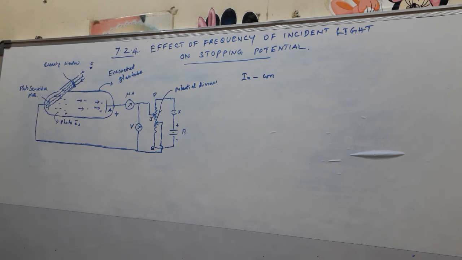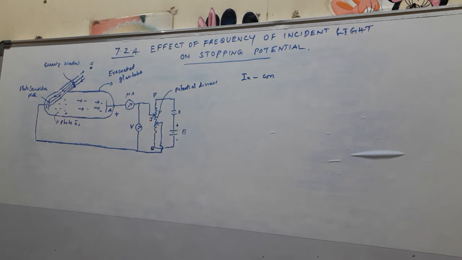So when we are keeping the intensity constant, with variation in the frequency of incident rays and variation in the stopping potential, what will happen? That is a very important result we acquire, and then we draw a graph and finally give the conclusion.